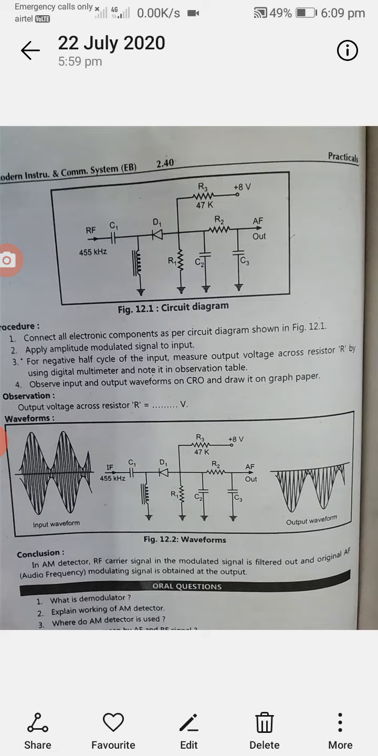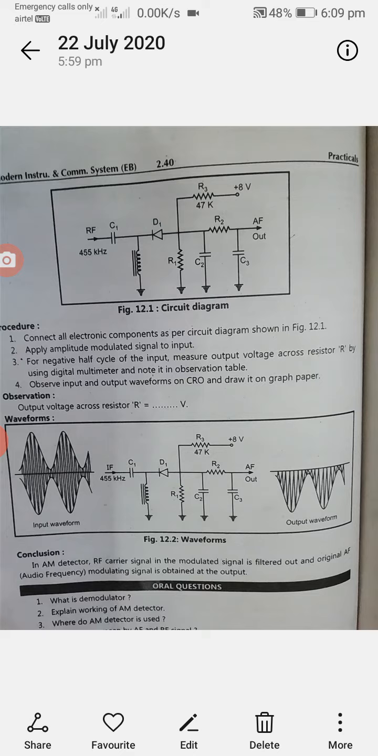The circuit diagram is shown in the figure. The circuit consists of capacitor C1, diode D1, resistors R1, R3, R2, capacitors C2, C3, and an IFT coil in the circuit.